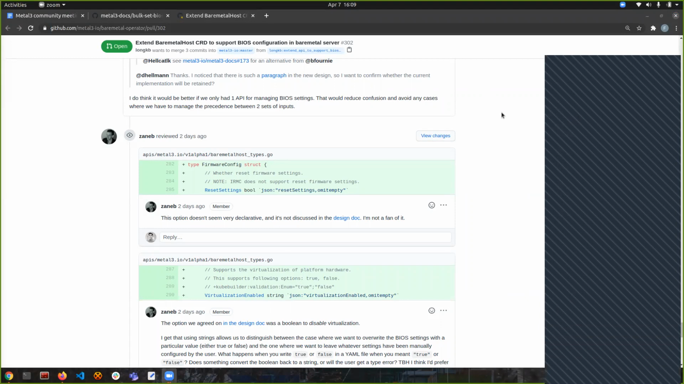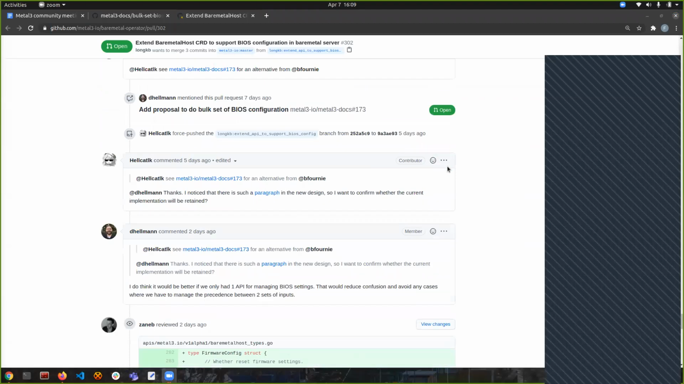I think Doug voiced a concern about having two ways to do the same thing. Maybe he did, but I don't think they're incompatible for sure. They are complementary in a sense. Yeah, it says right there, Doug Heldman commented 2 days ago: it would be better if you had one API for managing BIOS settings. That would reduce confusion and avoid any cases where you have to manage the precedence between two sets of inputs.